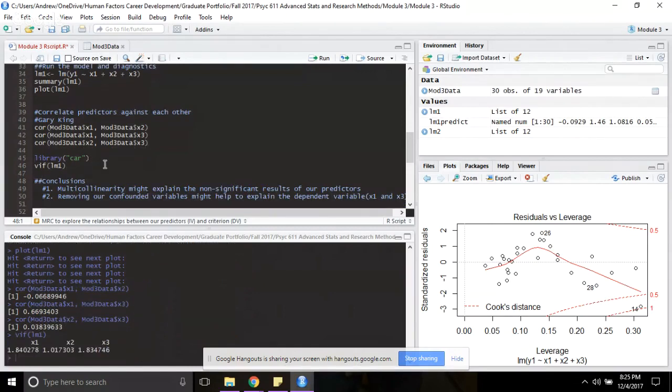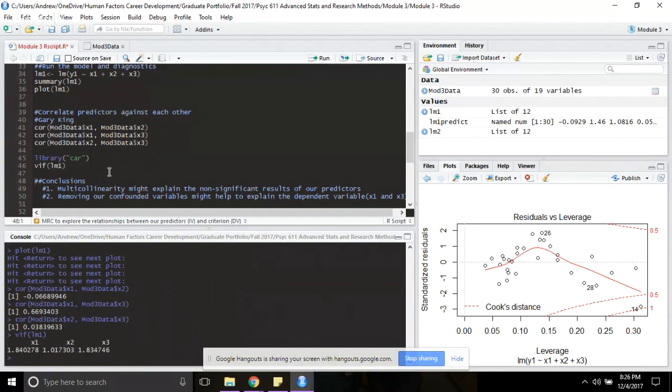So to confirm that, we run a variance inflation factor function, and that outputs the VIF, which, surprise, surprise, x1 and x3 have a high variance inflation, something greater than 1. We would want it ideally to be close to 1, like x2 is.